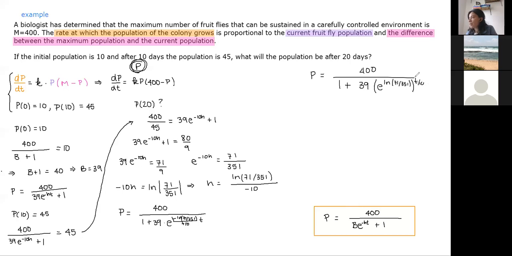So the same exact logic that we used before gives us that times t over 10, because it's at the exponent, it's like applying a second exponent of t over 10, which as a final answer gives me that p is equal to 400 divided by 1 plus 39, and e to the ln of 71 over 351 cancels out, which means that this is 71 over 351 to the power of t over 10.